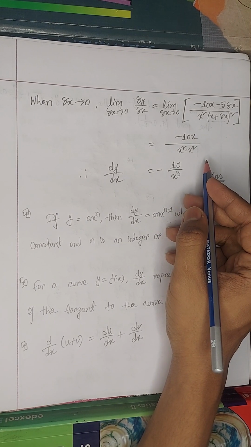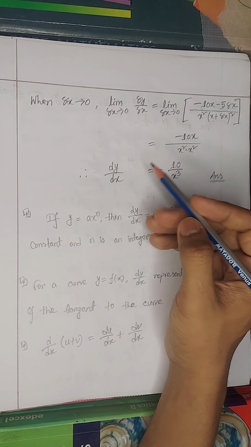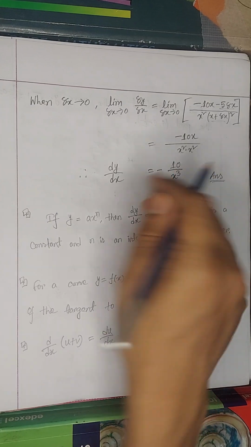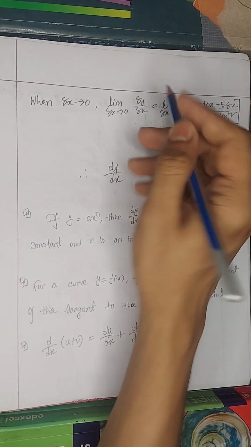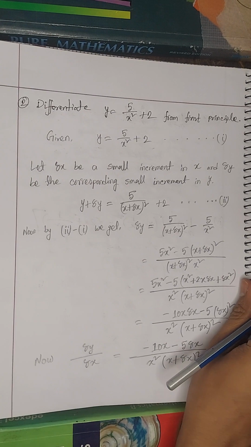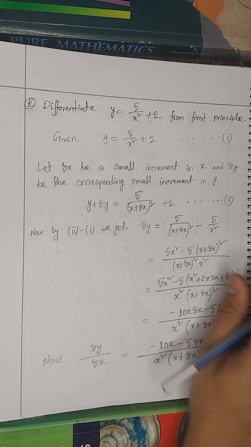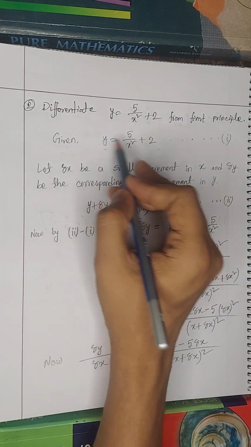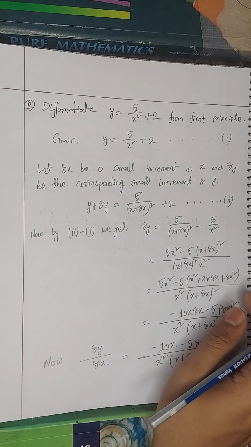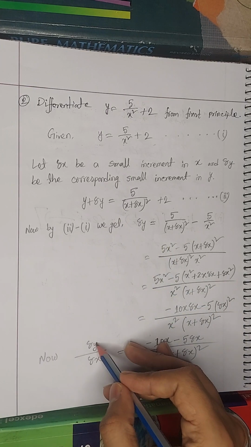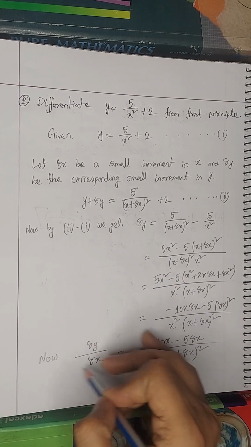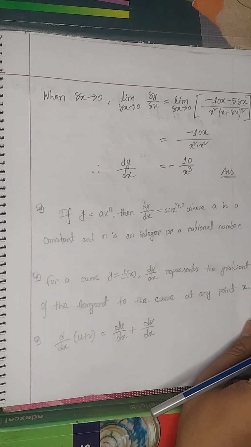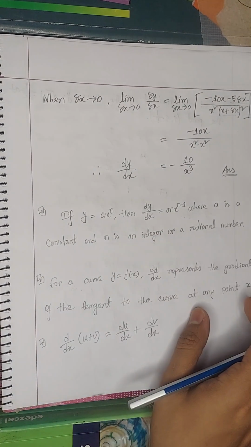So for the first principle, remember we have to take a small increment of the coordinates, then we have to find the value of del y by del x, and then we have to apply the limit. The steps are: take the small increments of both x and y coordinates, then find the value of del y by del x, and on this apply the limit. By applying the limit we get the value of dy by dx.